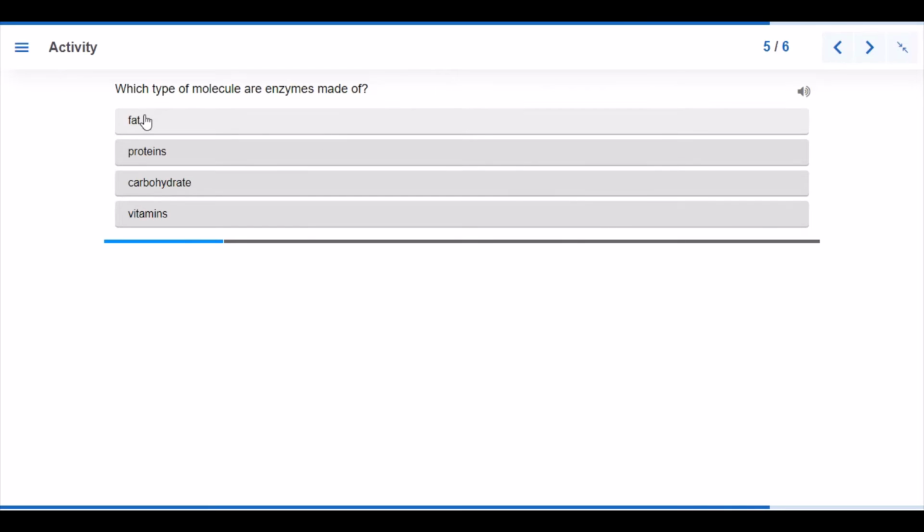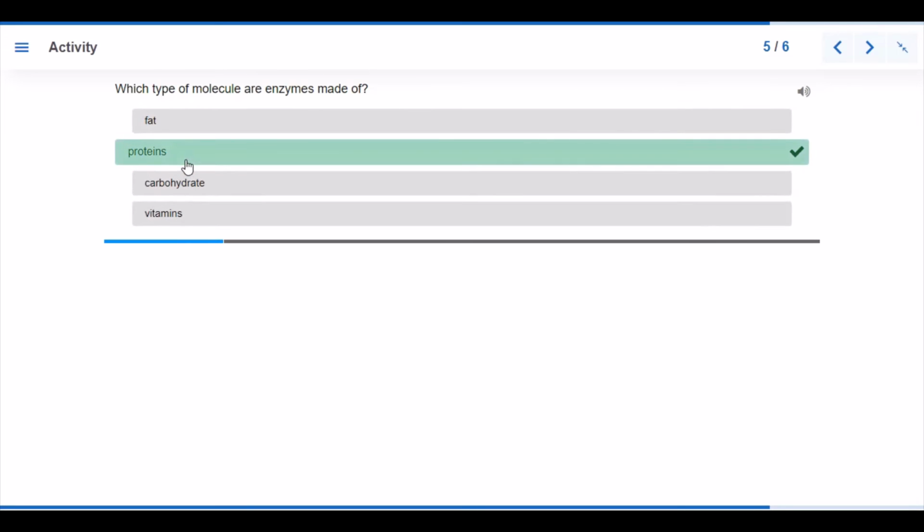I have some activities laid out for us, some of which are past questions, Cambridge past questions. Which type of molecule are enzymes made of? Enzymes are made of protein. Correct.